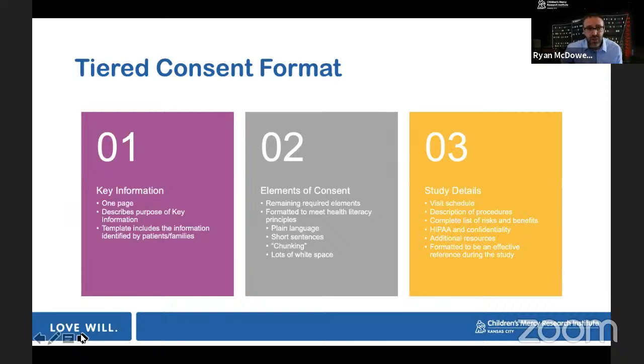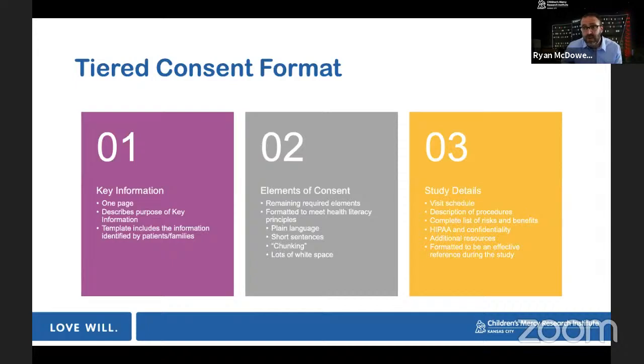Plain language, short sentences, using chunking, which is putting blocks of information together, and it can include visuals. That's something I really appreciate about what John just showed us, because we're trying to encourage our investigators to add visuals and charts and explain things in different ways instead of always using text, and then make sure that we're incorporating more white space.